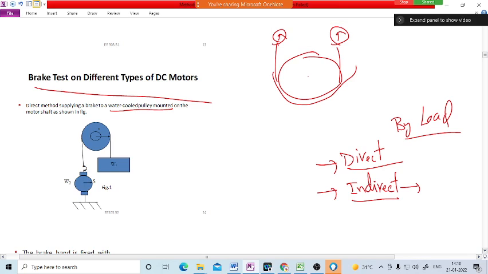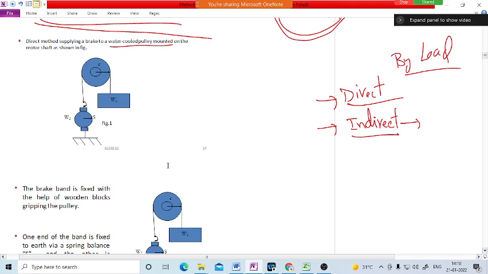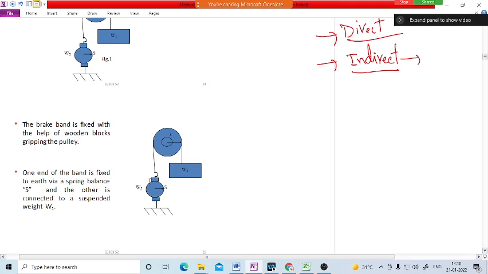So this is for the brake test, we can see. Here the brake band is fixed with the help of wooden blocks, gripping the pulley. One end of the band is fixed to the earth via a spring balance, you can see this is the spring balance, and the other is connected to the suspended weight.